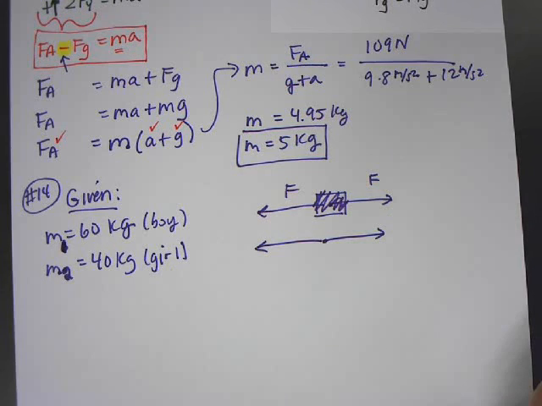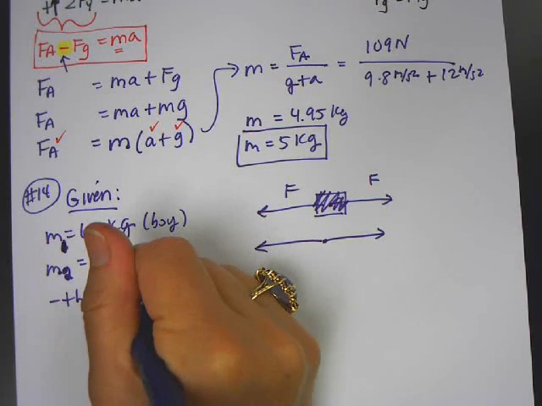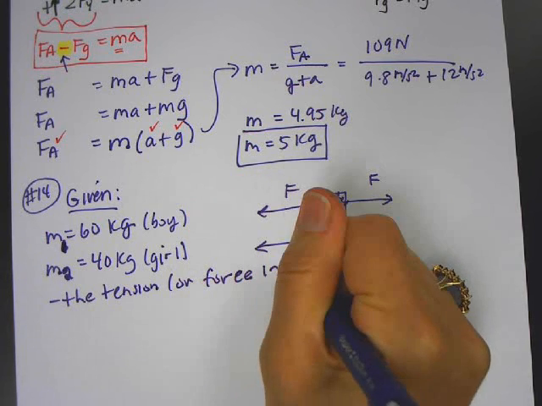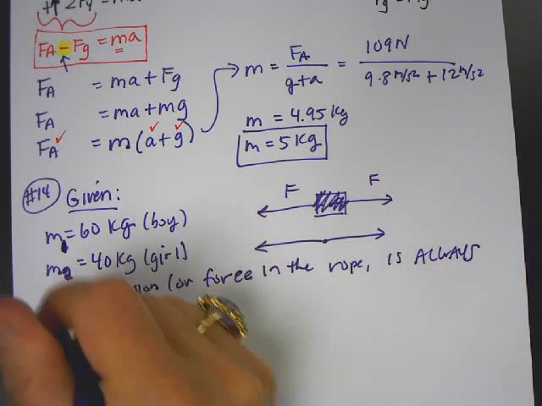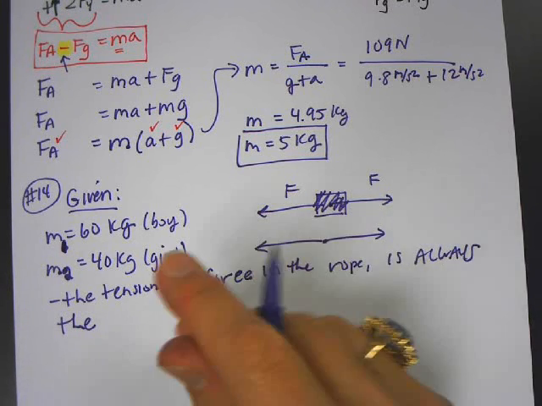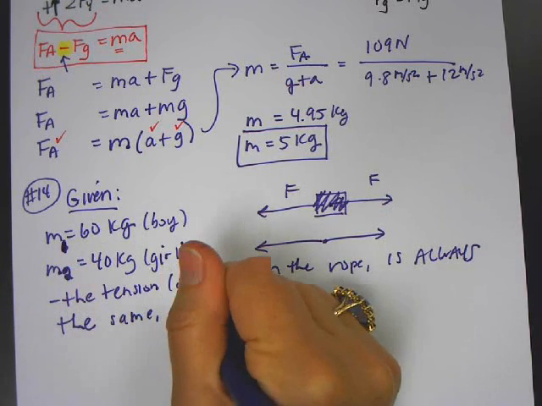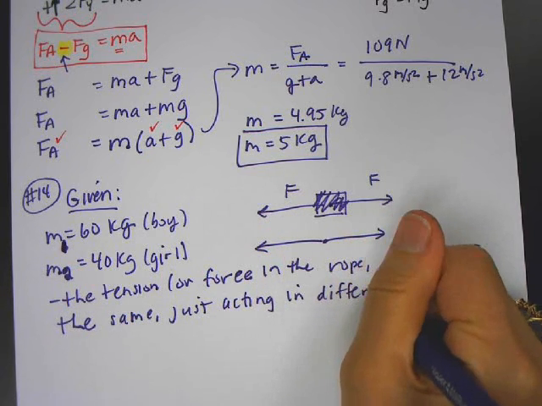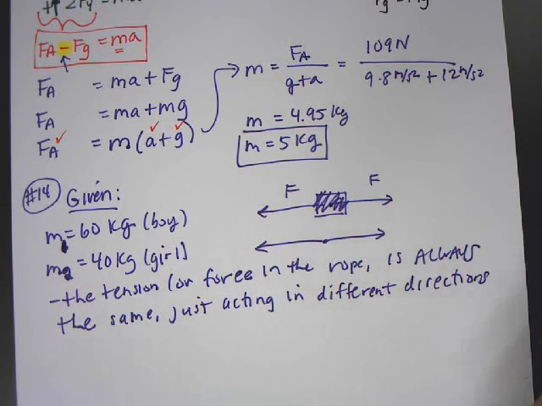And the thing about the tension is that the tension or force in the rope is always the same everywhere in the rope. So if it's one rope, there's one tension. Okay, it's not going to change. So the tension or force in the rope is always the same, just acting in different directions. Now, later on, we might have more than one rope, okay, but right now we're just starting off.